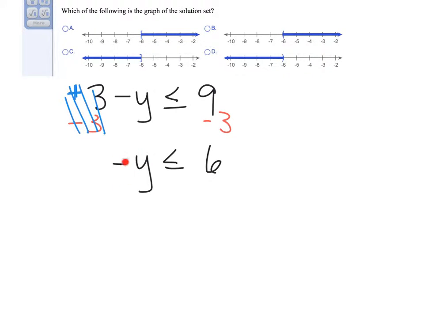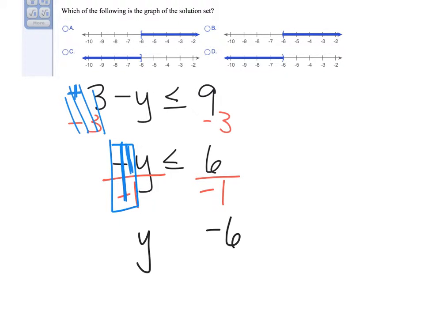Now, here's a negative. Now, I want you to think of this as a negative 1, right? Because whenever you don't have a number in front of the letter, it's a 1. So I'm going to divide both sides by negative 1. And so the left side, negative 1 divided by negative 1, that's 1. It's a positive 1. So the left side gives us y. The right side is negative 6, because 6 divided by negative 1 is negative 6.